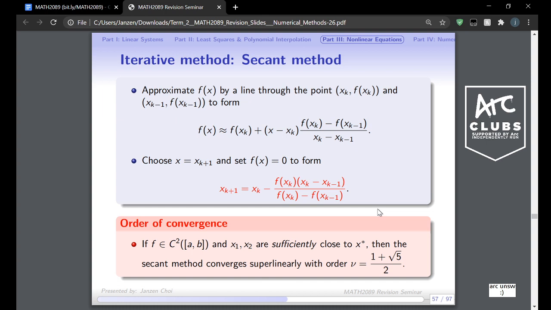This means that we don't have to compute the derivative of the function, but we do have to use 2 starting points. This method is a tiny bit simpler than Newton's method, and so it has an order of convergence of around 1.62-ish, which is slightly less than Newton's method.